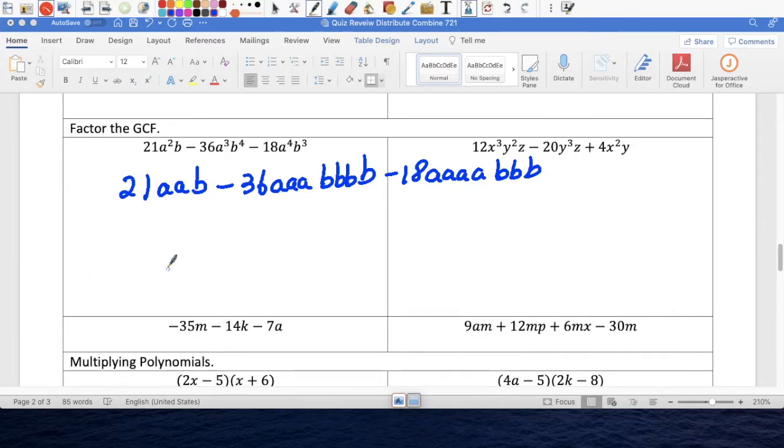So I've got to take what's in common, right? That's going to be my factor outside. So 21, 36, 18. What's the greatest common factor? Is it 3? All right, 3 is the greatest common factor between 21, 36, and 18. Now, as far as A's are concerned, how many A's do they have in common? Each of those has 2, right? There's 2 over here, there's 2 over here, and there's 2. So I'm going to take that and put it outside. I'm going to write a squared. And you know what? I'm going to cross that out.